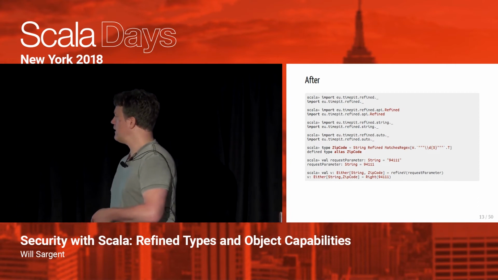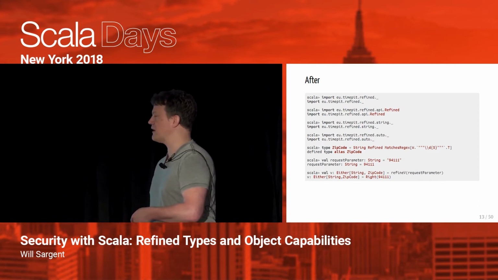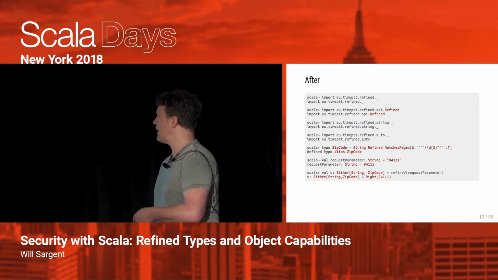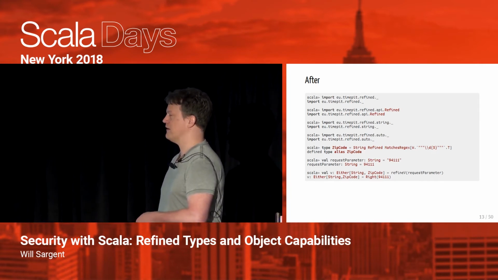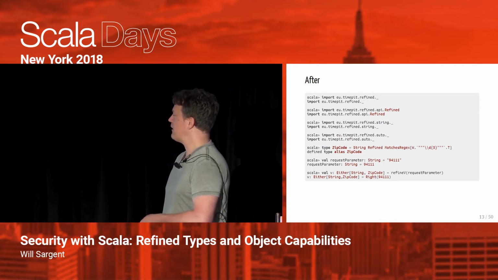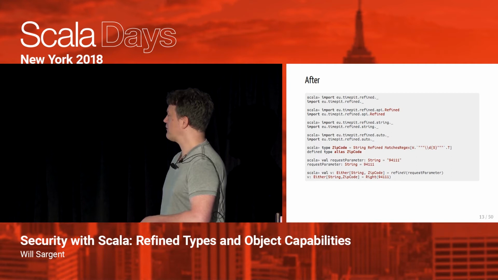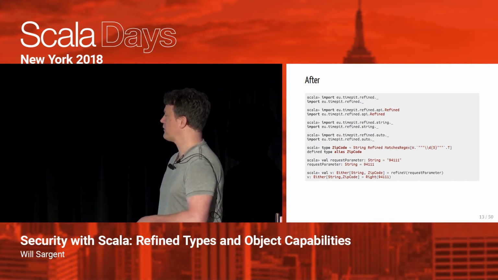And so what you can do here is you can specify, I've got a string, and I'm going to refine it by applying this predicate. I'm going to make it match this regular expression here, which consists of 5 integers. And then once you have the zip code, then you can say refine v, and it passes you back an either with either string or zip code.